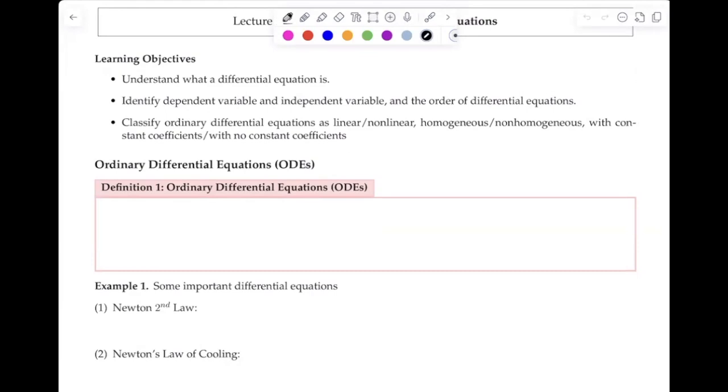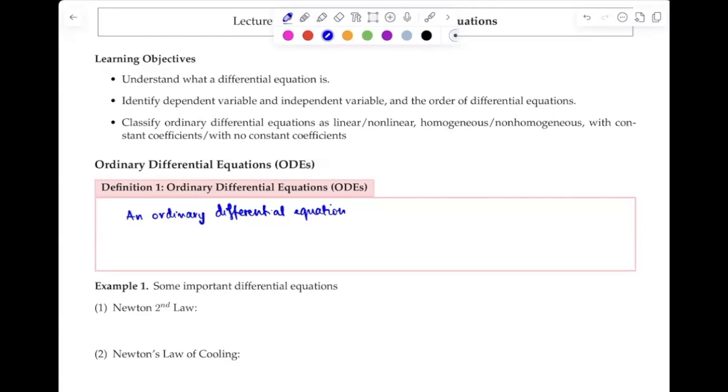So an ordinary differential equation. Usually I just say ODE for ordinary differential equations, or DE for differential equations. There's another type of differential equation called partial differential equations, or PDEs. Again, that is for the higher level math courses.